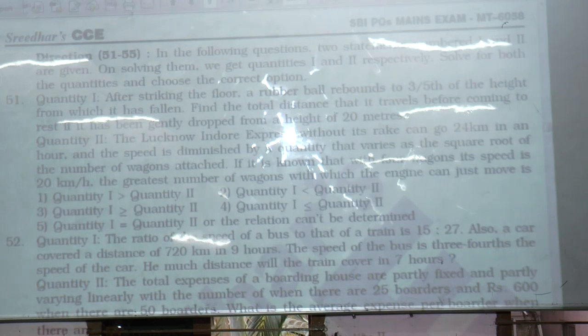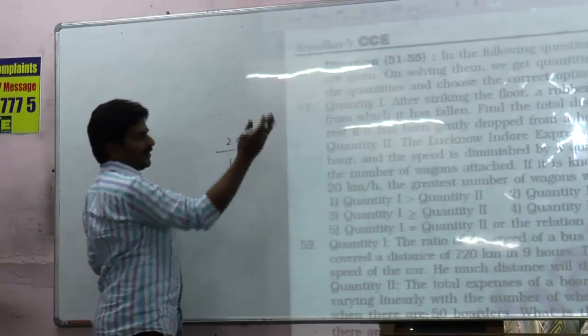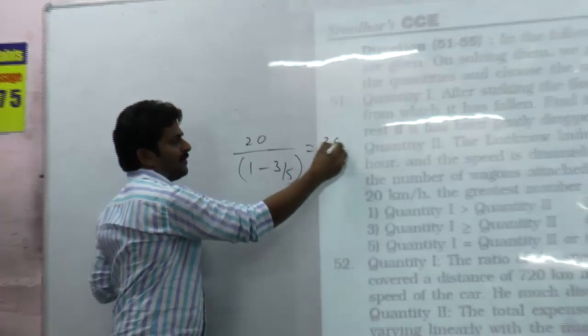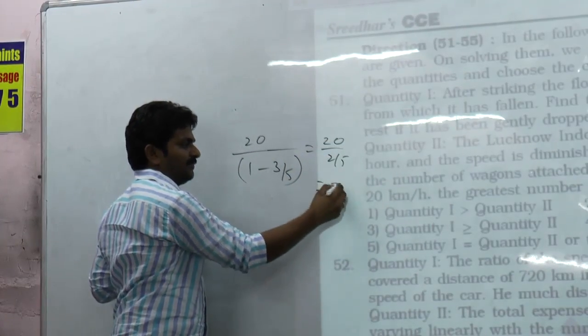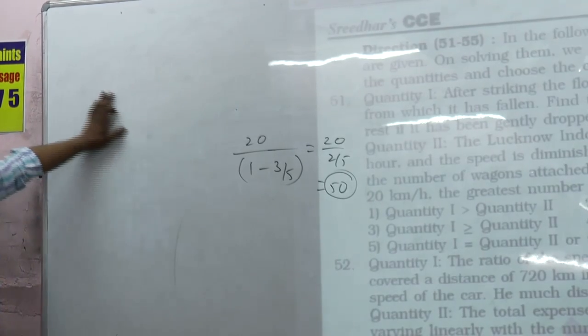A by 1 minus r, 20 by 1 minus r. 3/5 height, 1 minus 3 by 5 is 2 by 5, 20 by 2 by 5 is 50. If it is a by 1 minus r, you will get 50 meters.